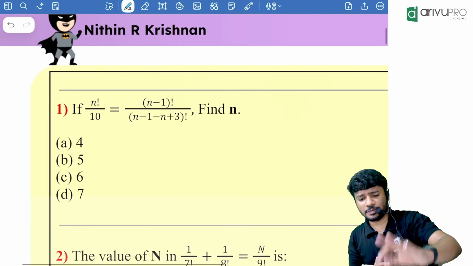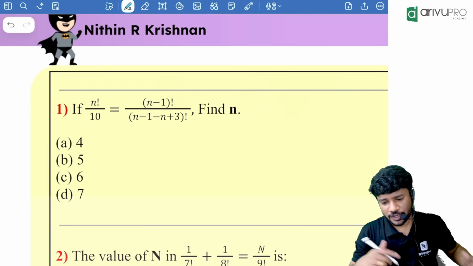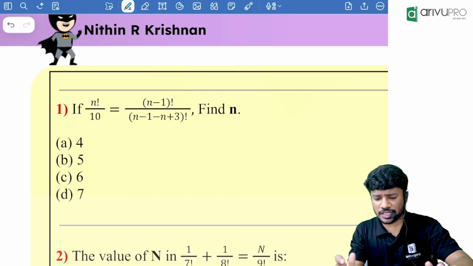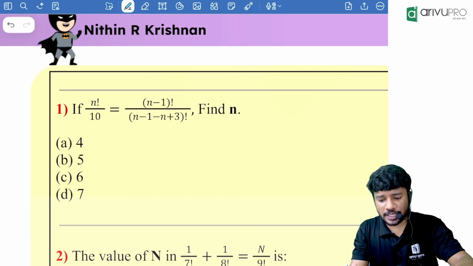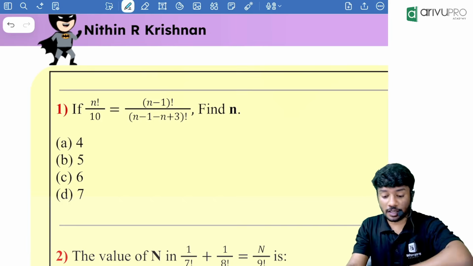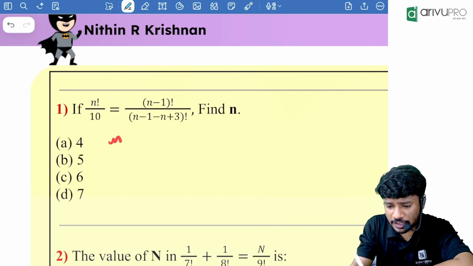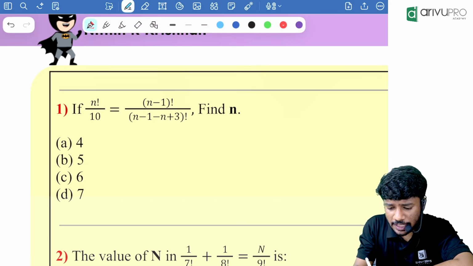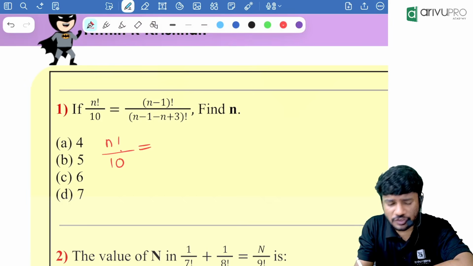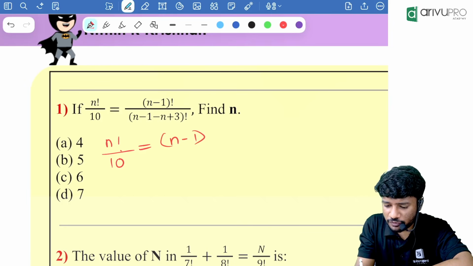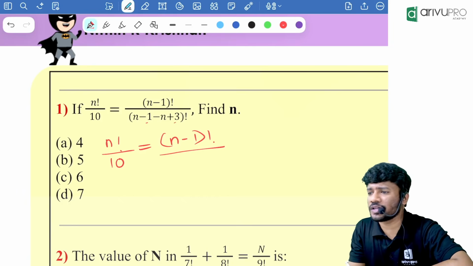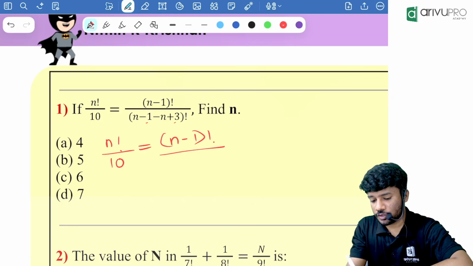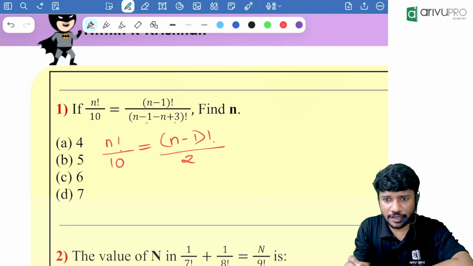Now we will get the answer. Everyone have a look over here. n factorial divided by 10 is equal to (n minus 1) factorial divided by (n minus 1 minus n plus 3). Now people, can I rewrite it this way? Everyone do it along with me. n factorial divided by 10 is equal to (n minus 1) factorial divided by, people, n and minus n will get cancelled. Minus 1 and plus 3 will get cancelled. What will remain in the denominator? 2. Everyone got it as 2? Everyone got it as 2?